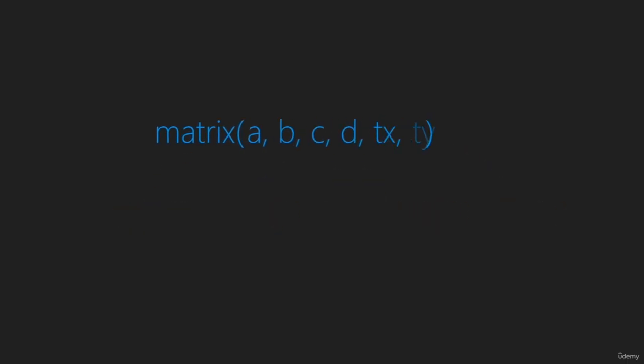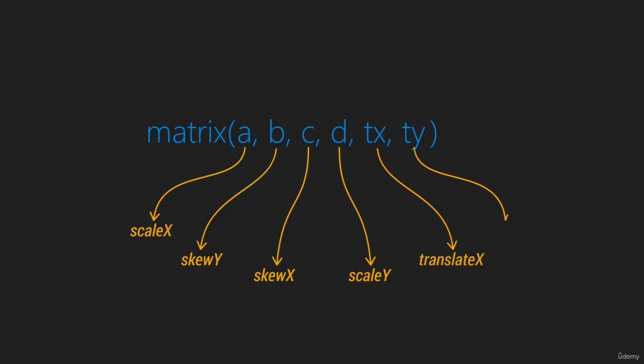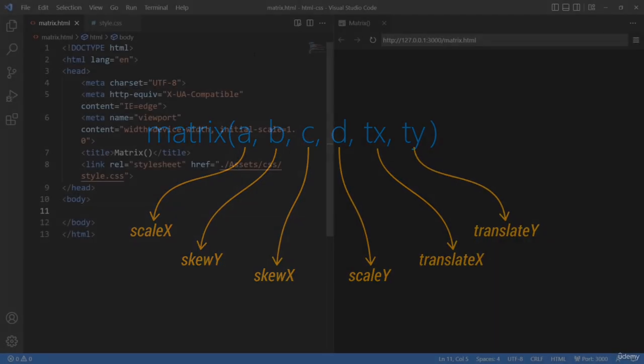It takes up to 6 parameters, and the syntax goes like this, where you give the matrix and then you give scale x, skew y, skew x, and scale y. You also give the translate x and translate y as well. Let's implement an example to get the clear idea.